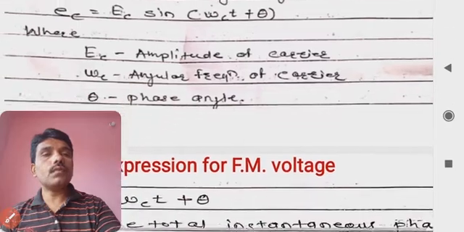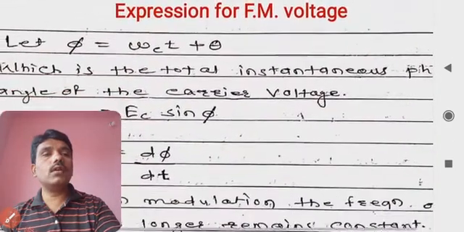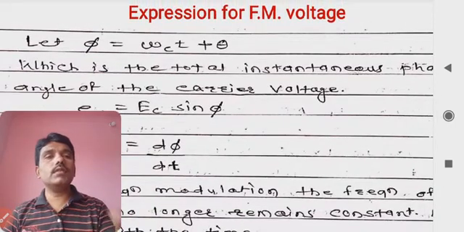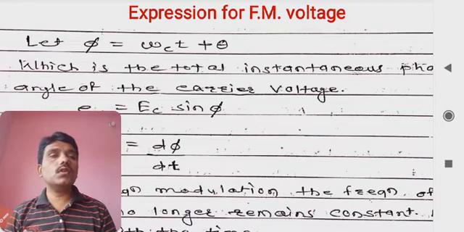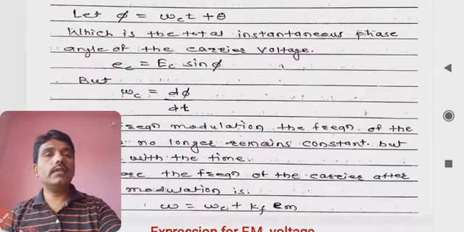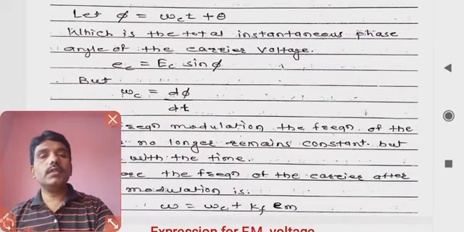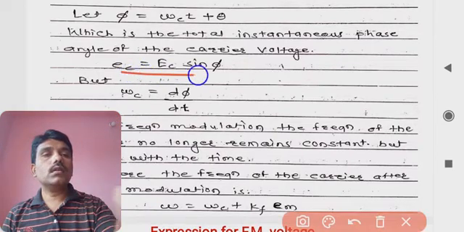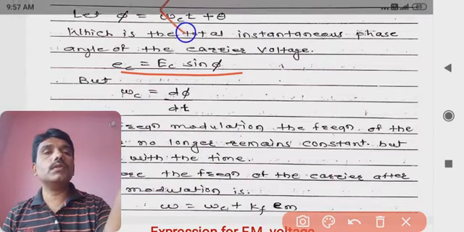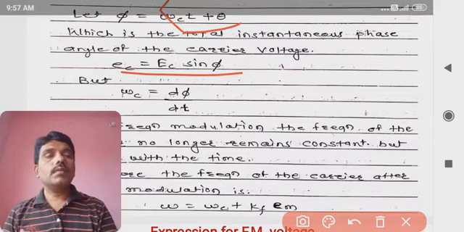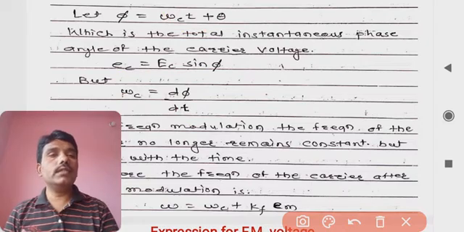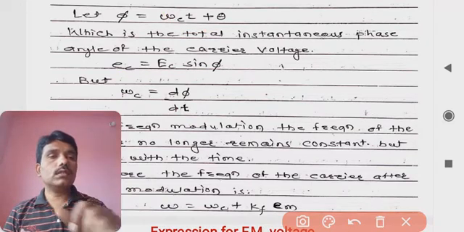The modulating signal is going to affect the frequency. Now let omega c t plus theta be phi, which is the total instantaneous phase angle of the carrier voltage. Therefore the expression will be written as ec equal to Ec sine of phi, where phi is omega c t plus theta. Again we know that the angular frequency omega c is d phi by dt, from the phase relationship.